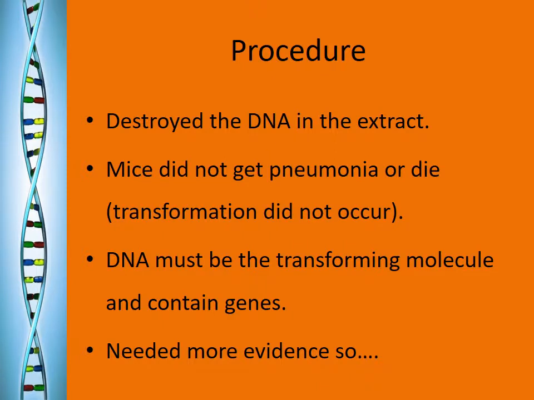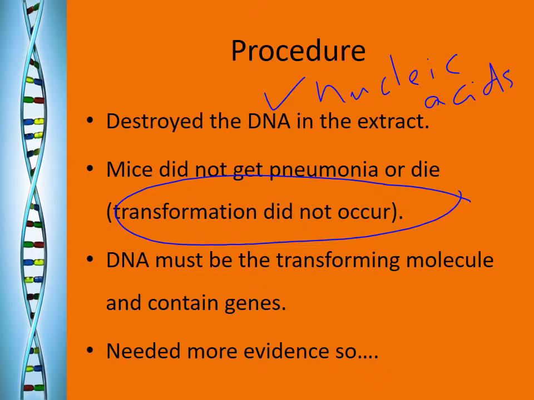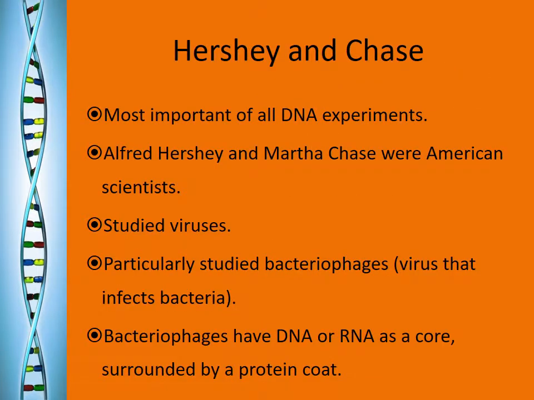What he proceeded to next was to destroy the DNA in the extract. One of our macromolecules, as we know, is called nucleic acid, and an example of a nucleic acid is DNA. So he went in there and destroyed the DNA, and then he injected the mice. The mice did not get pneumonia, neither did they die, and therefore he concluded that transformation did not occur. Therefore, DNA must be the transforming molecule. Coming back to Griffith's work, DNA must have been what was actually being transferred. All right, but more evidence is needed to directly explain how that happened.